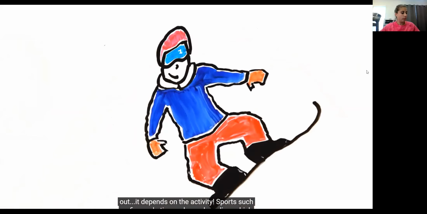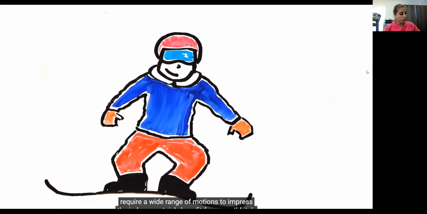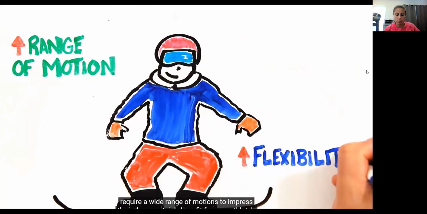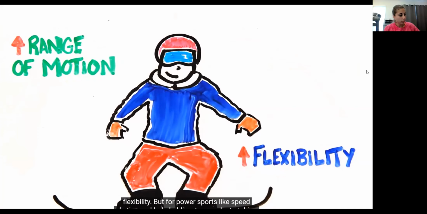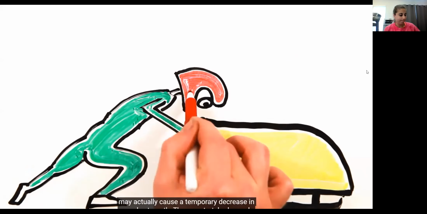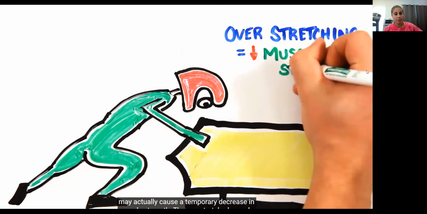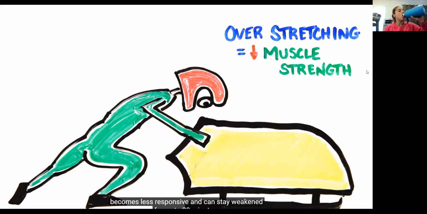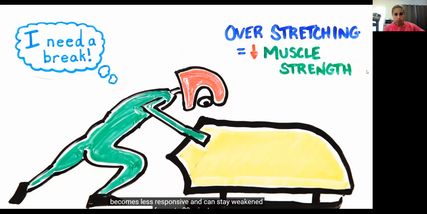Sports such as figure skating and snowboarding, which require a wide range of motions to impress the judges, certainly benefit from an athlete's flexibility. But for power sports like speed skating and bobsledding, too much stretching may actually cause a temporary decrease in muscle strength. The overstretched muscle becomes less responsive and can stay weakened for up to 30 minutes.